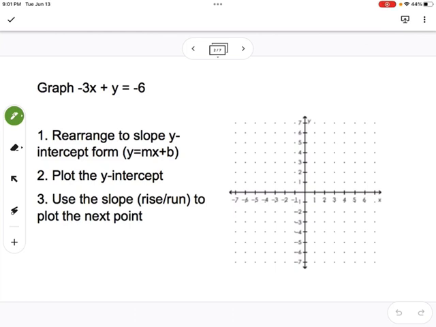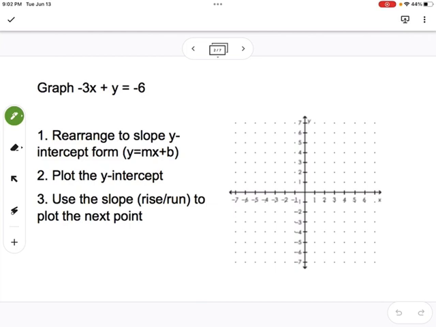Okay, our next one here, we want to graph negative 3x plus y equals negative 6. So the first thing you want to do is make sure you have it in the form slope y-intercept, which is y equals mx plus b. So we notice here we do not have the y by itself. We want to get that y value by itself.